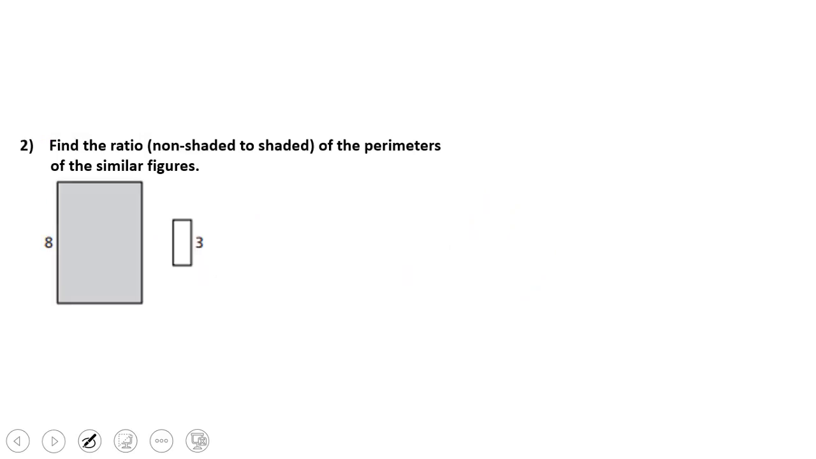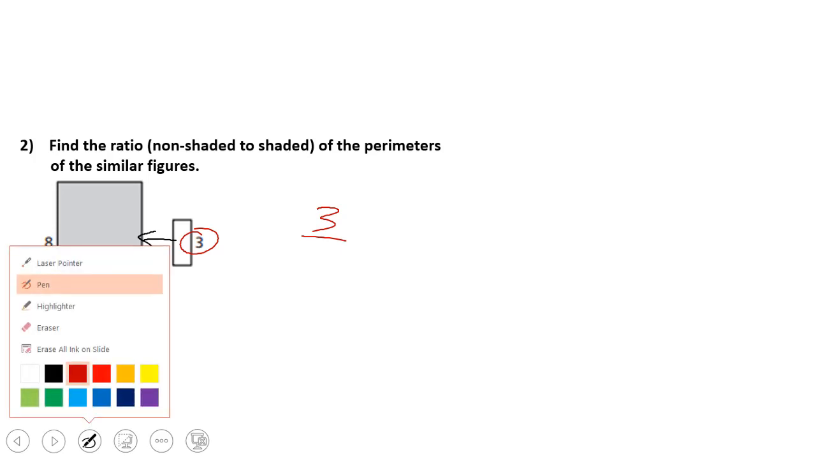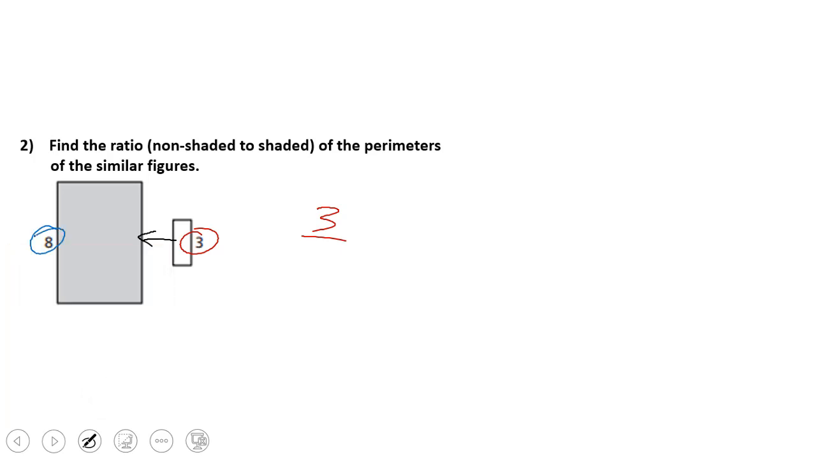Our second example: find the ratio of the non-shaded to the shaded of the perimeters of the similar figures. So again, I'm going to draw my arrow. I'm going from the non-shaded to the shaded. So I'm going to start here with the non-shaded. I'm going to make that red. The non-shaded is red. It is where we're starting. It is what goes on top. And I'm going to make the larger one, the corresponding side, blue. So I'm going to write 8 on the bottom. And then I take a look at this ratio, 3 over 8. Can I simplify this one? And the answer is no.